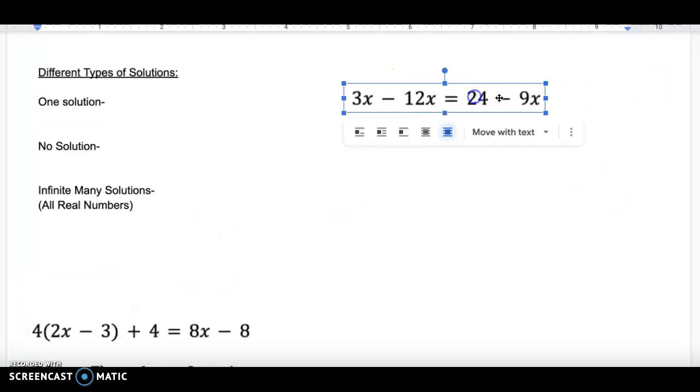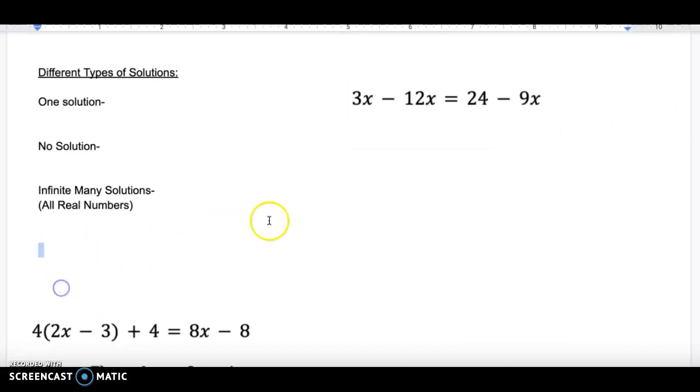So let's pull this one up here. And we'll start with this one. Okay, so on this one, we have some like terms here. So let's go ahead and combine like terms. So we have a 3x and a negative 12x, which is going to be a negative 9x. And on this side, we have a 24 and a negative 9x. Right away, we should kind of notice, I have a negative 9x on this side and a negative 9x on that side. So I'm kind of seeing a pattern of these are the same.